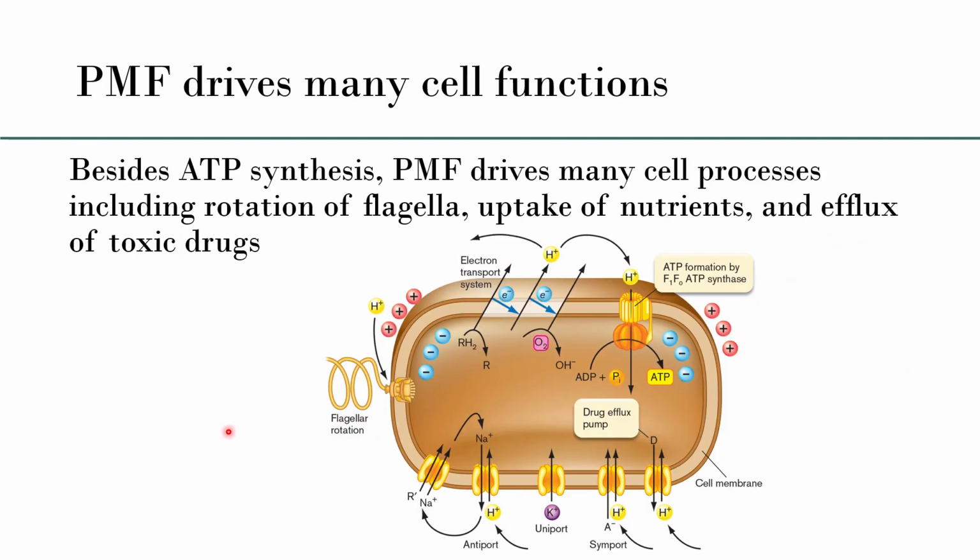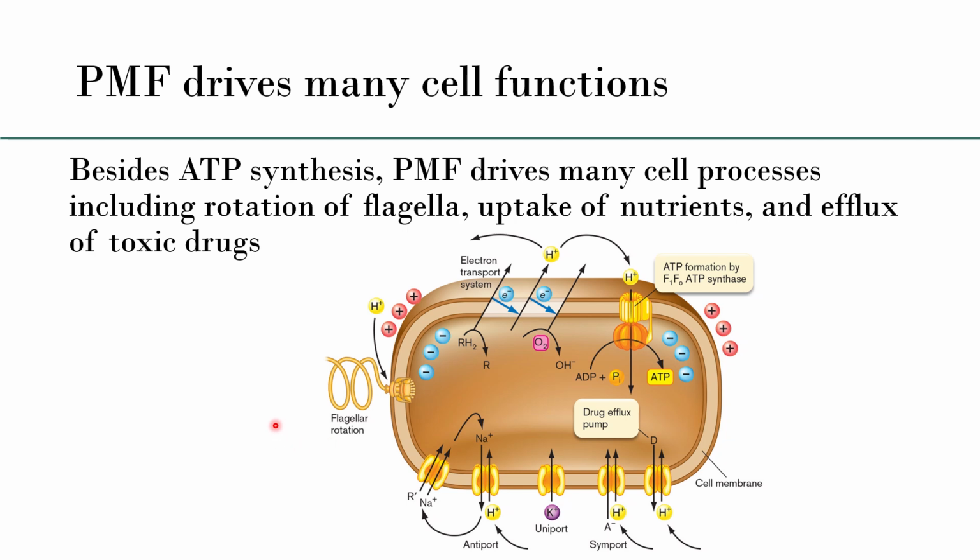Now, proton motive force is not just there to create ATP, although that's a very big part of it. In bacteria, it powers flagellar rotation. In eukaryotes, we move our flagella differently. Bacteria's is more like a propeller on a boat, whereas with eukaryotes, it's more like a side-to-side motion, like a tail on a fish. And we use ATP to power it instead of proton motive force.